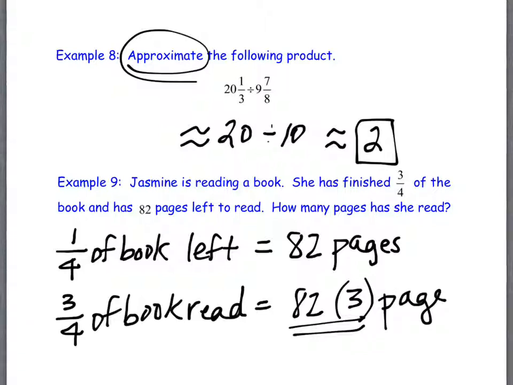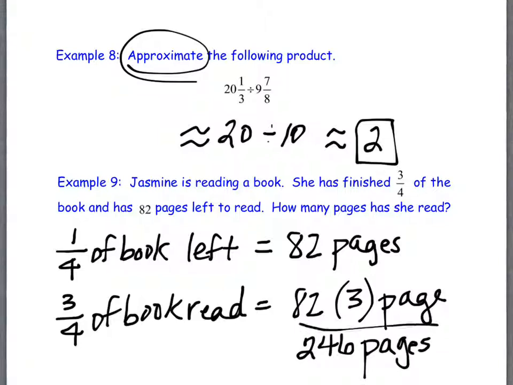So tell me then, what is 82 times 3? Grab a calculator if you want. But what is it? 246. It is 246. Very good. She has read 246 pages. What if it asks you, how long is the book? You add 82 to the 246. Be sure that when you're working problems like this that you're really clear on what they're asking for, because it's really easy to get caught up in how to do the work that you don't actually answer the question they ask. So just be real clear that your answer is to the question that they asked.